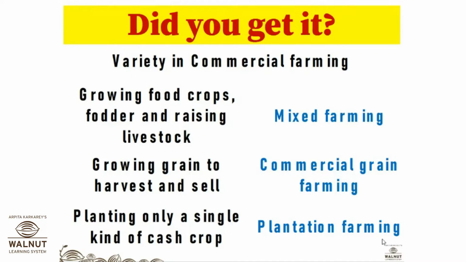Okay, so all these are subtypes of commercial farming. First is mixed farming, second is commercial grain farming, and plantation farming. Is it clear to all?